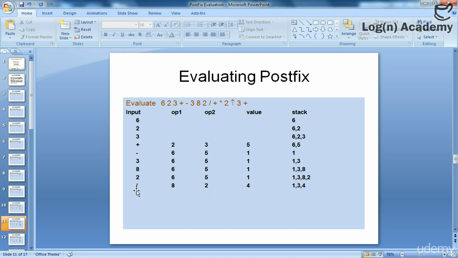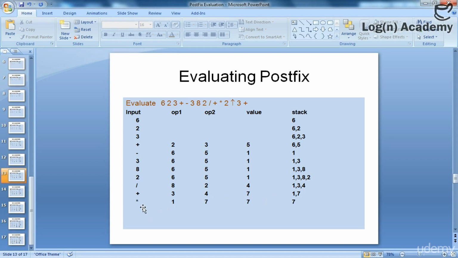Okay, now we have the division operator. So you will have 8 and 2. We will pop these two, and then we will apply the division. 8 divided by 2, the answer is 4. We have pushed the 4 into the stack. Then we have plus, and the two operands are 3 and 4. 3 plus 4 is 7. We have pushed the 7 back to the stack.